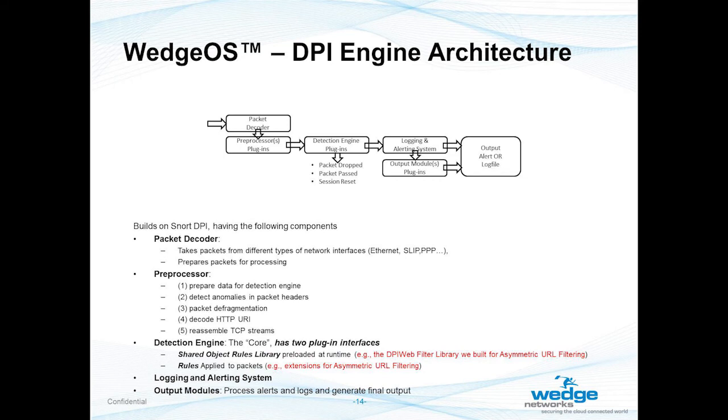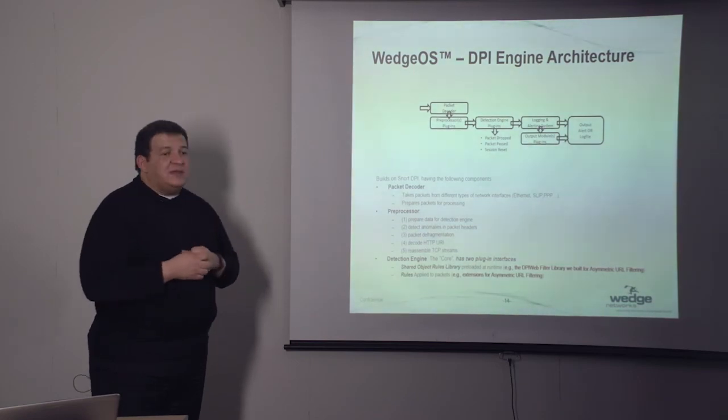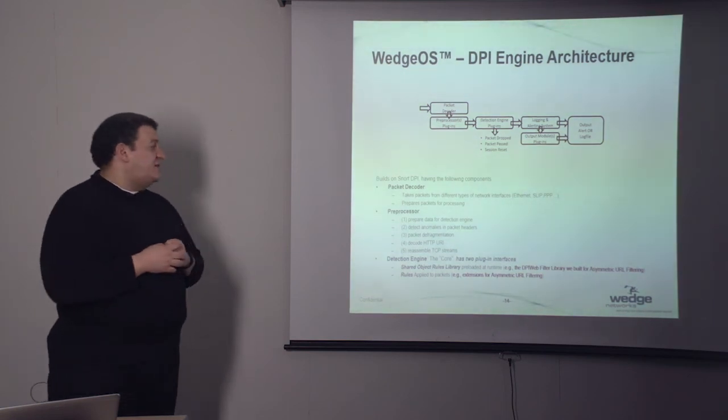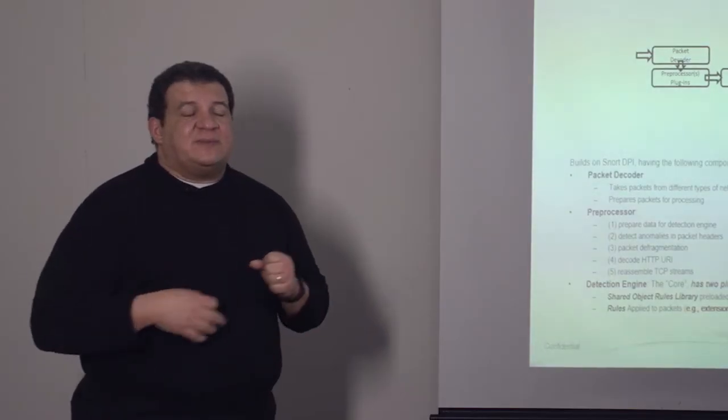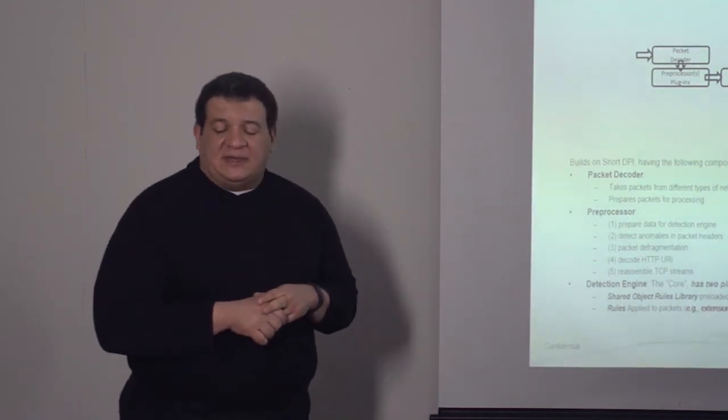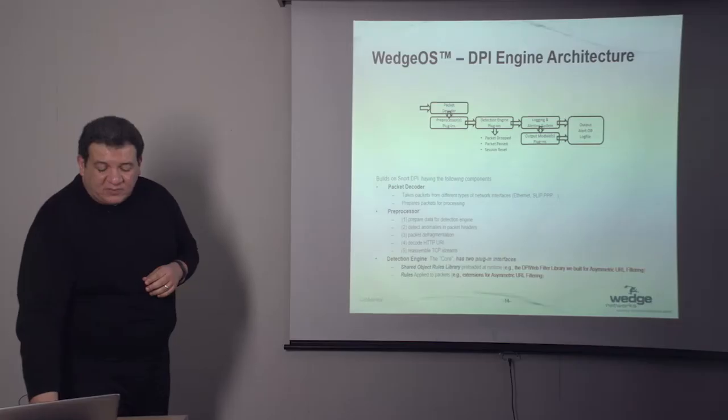Once the packets and the whole stream are available, we have the detection engine, and we have two plugin interfaces. Again, that's very familiar to what we have in Snort. There is the shared object rules library where you can go in and put rules. And then there are the rules which are applied to packets directly. In our case, out of the box, you'll find built into our deep packet inspection engine support for what we call asymmetric web filtering, so that we can scan, for example, the headers without having to look at the payloads. And that, by the way, gets deployed in very large operator networks where compliance is required.